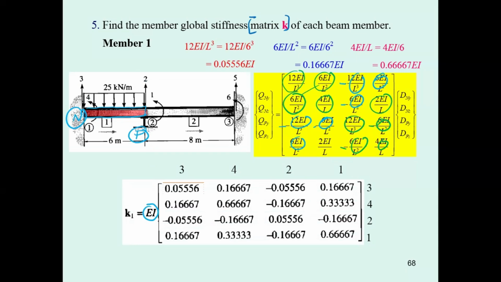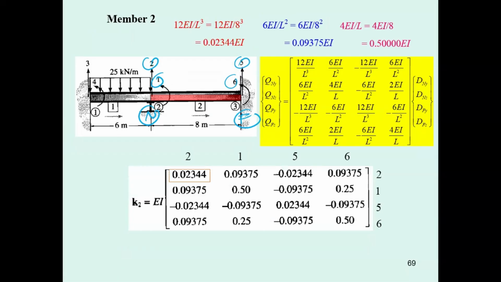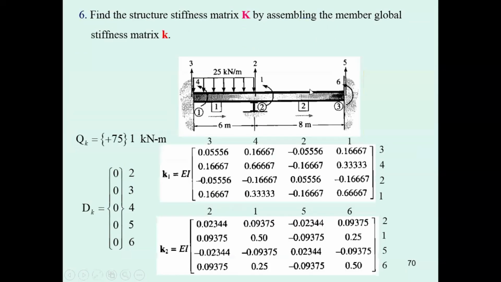And then for member number 2, do the same thing. What degrees of freedom do you have? This is the near end, this is the far end: 2, 1, and then 5, 6. Taking 2, 1, 5, 6, do the same, putting the coefficients together, taking the EI. Then you have to assemble the small k1 and small k2 matrices into the capital K.